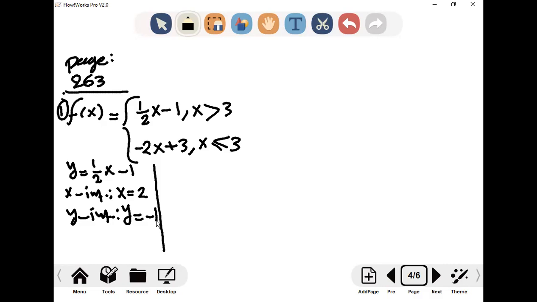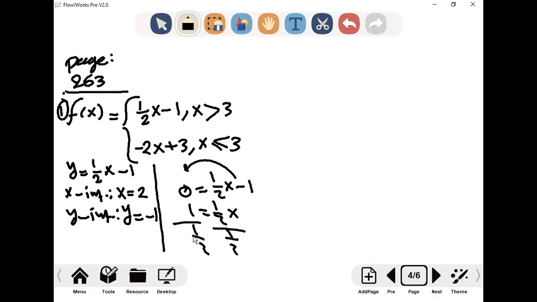Again, x-intercept, we put y equals 0, right? Put y 0, it will be 0 equals half x minus 1. Shift the minus 1, it will be 1 equals half x. Divide both by half. 1 divided by half. And how many halves in the 1? 2 halves, right? So x equals 2. This is the first part.